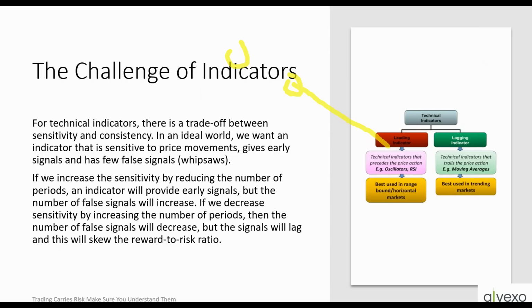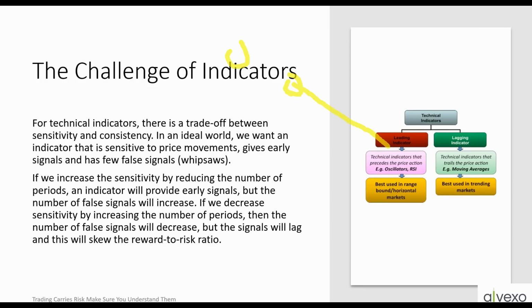Now, for technical indicators, there's a trade-off between sensitivity and consistency. In the real world, we want an indicator that is sensitive to price movements, gives early signals, and has few false signals. Okay? We all hope. Now, indicators do give you the ability to change their sensitivity levels or their mathematical calculations by changing the periods that they look at. But the minute we do that, you have to then reinterpret how to use it, because you can no longer apply the standardized decision-making capabilities, because you don't know by changing it how it's changing that indicator.